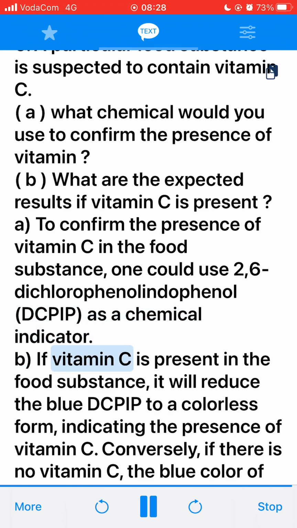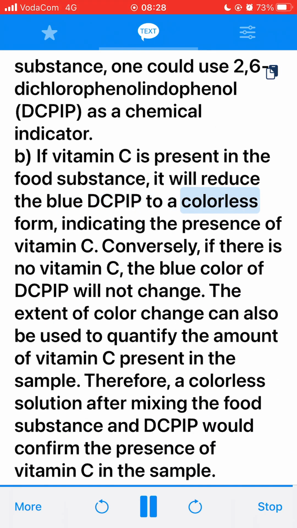B. If vitamin C is present in the food substance, it will reduce the blue DCPIP to a colorless form, indicating the presence of vitamin C. Conversely, if there is no vitamin C, the blue color of DCPIP will not change. The extent of color change can also be used to quantify the amount of vitamin C present in the sample. Therefore, a colorless solution after mixing the food substance and DCPIP would confirm the presence of vitamin C in the sample.